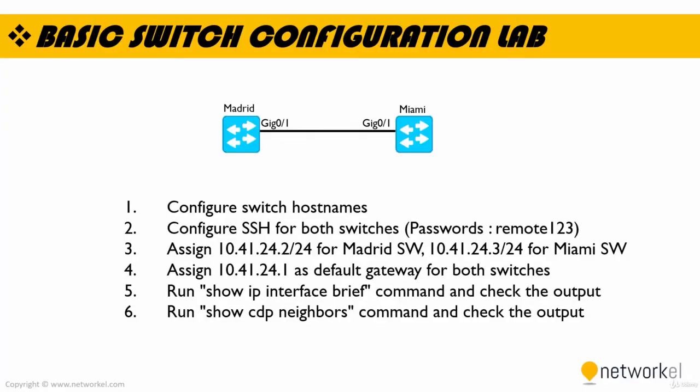In this practical exercise, we are going to check the basic switch configuration. As you can see in the picture, we have two switches connected to each other from their Gig 0/1 ports, and we have 6 steps to accomplish. Let's go ahead with the first step: configure switch host names.